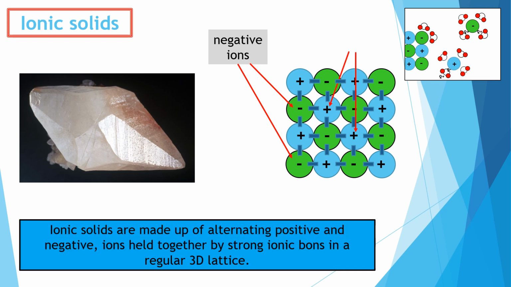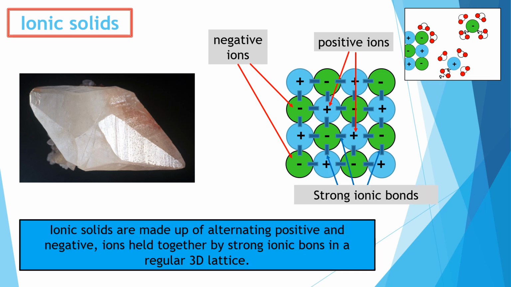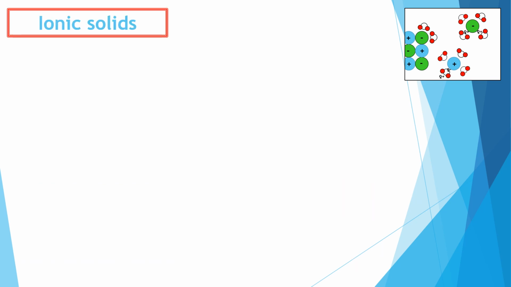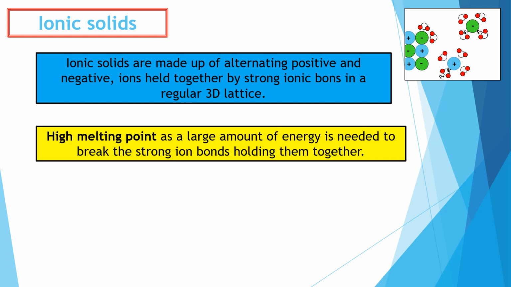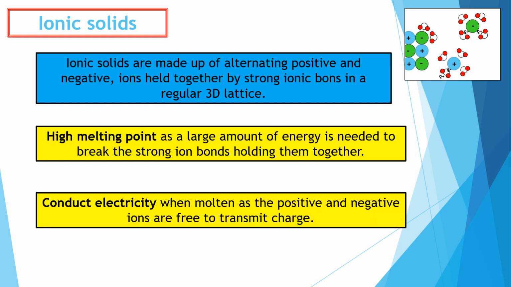So these strong ionic bonds, remember, are between the positive and the negatively charged ions. So we can say ionic solids are made up of alternating positive and negative ions held together by strong ionic bonds in a regular 3D lattice. Because they have strong ionic bonds, they have high melting points because it takes a lot of energy to break those bonds.